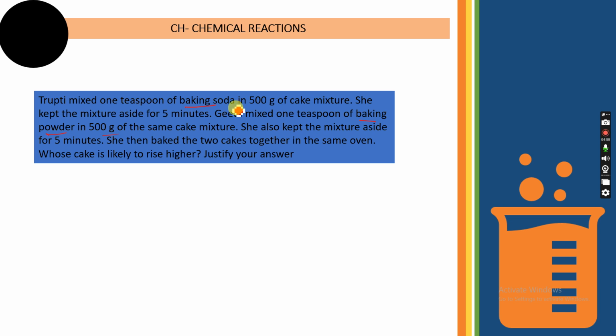Okay, so Trupti has taken baking soda and Geeta has taken baking powder. So both are different. Okay, so the question is, then she has also kept the mixture aside for 5 minutes. Both kept the cake mixture aside for 5 minutes, one added baking soda and one has added baking powder. She then baked the two cakes together in the same oven. Whose cake is likely to rise higher?